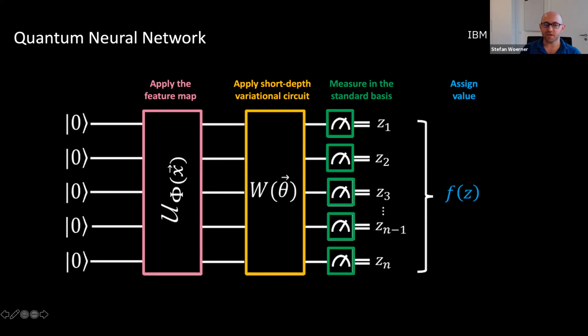And since these measurements can be stochastic, we don't do this just once, but we do this a couple of times so that we can assign this value with a certain confidence, or if it's not a classification, but a regression task, we can use the average, for example, to also represent continuous numbers.